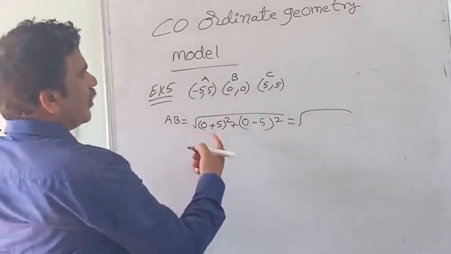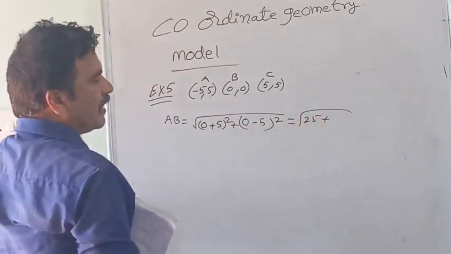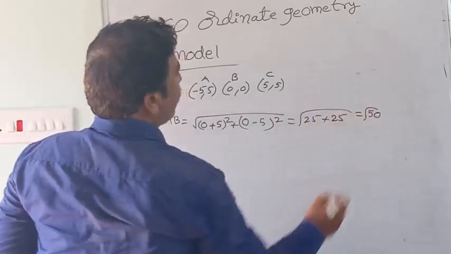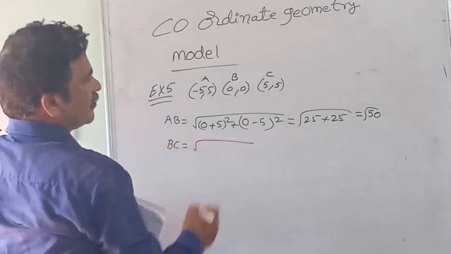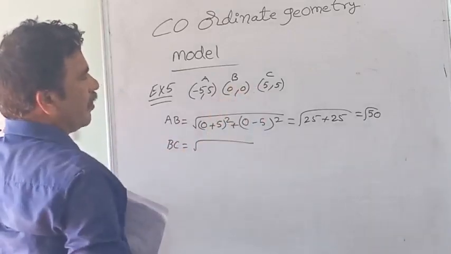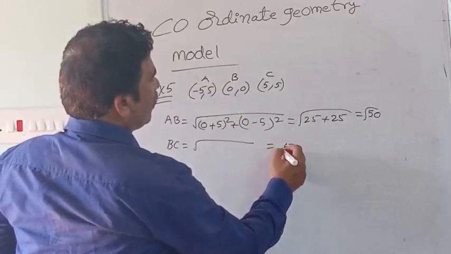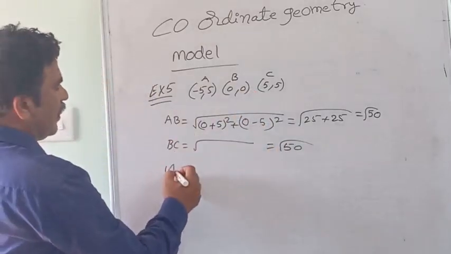Which is equal to 0 plus 5, 5 square is 25. 0 minus 5 is minus 5, whole square is 25. Therefore, this is root 50. Next BC: (5 minus 0) whole square plus (5 minus 0) whole square, which is also root 50. You can simplify easily. Third one, AC.